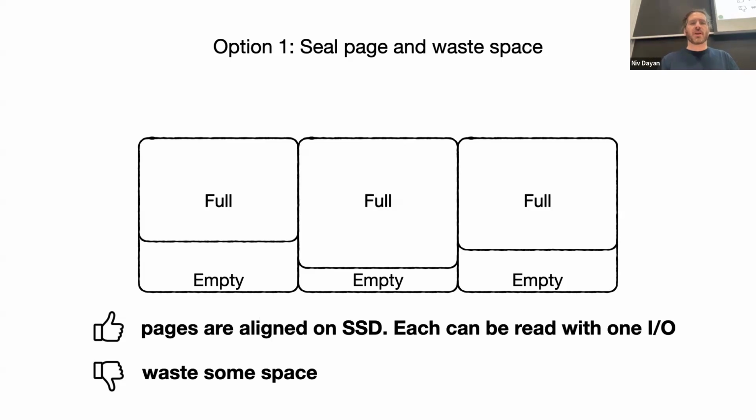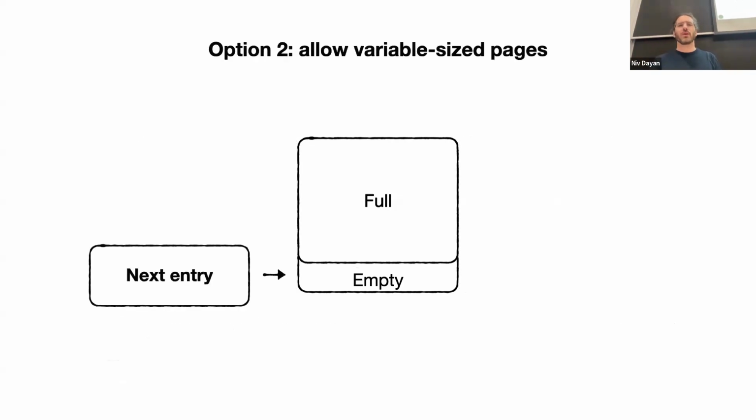The advantage with this approach, though, is that it makes sure that our pages are all aligned with SSD pages. So it's at most 1 IO to read each page. Okay. 1 plus, 1 minus. So what's the other thing that we can do?